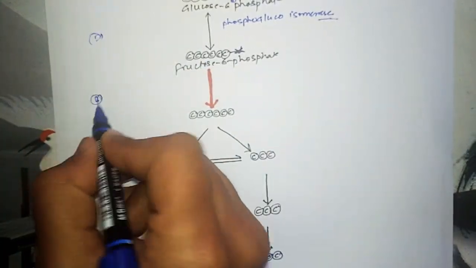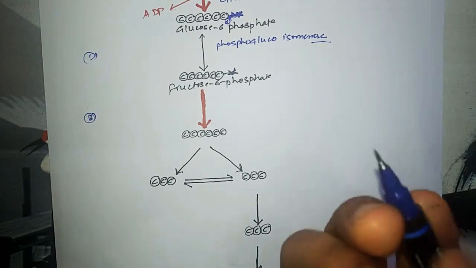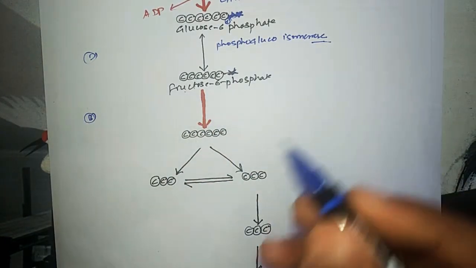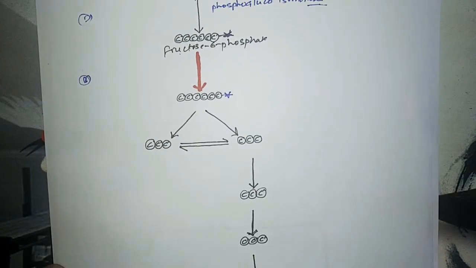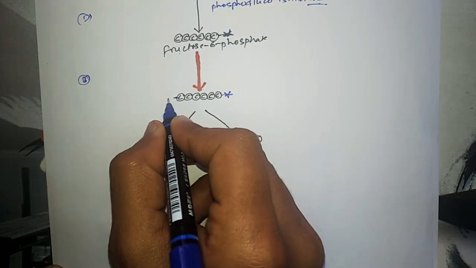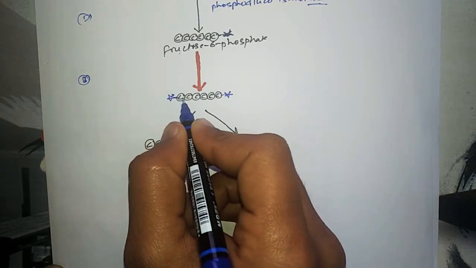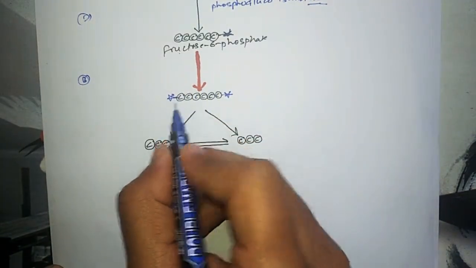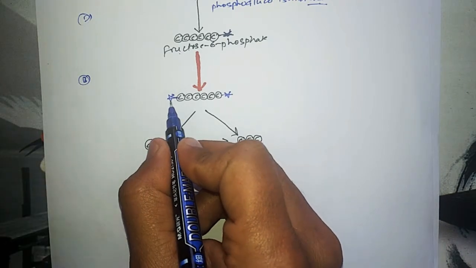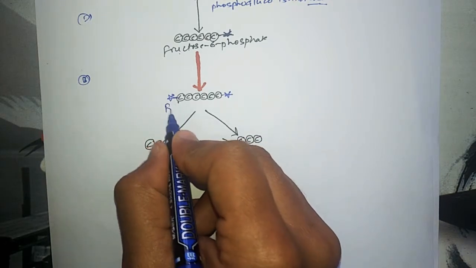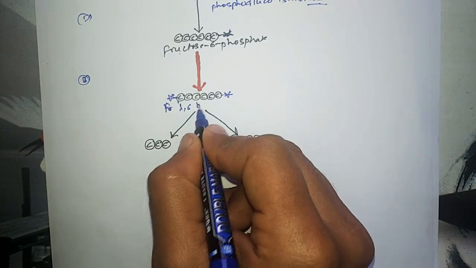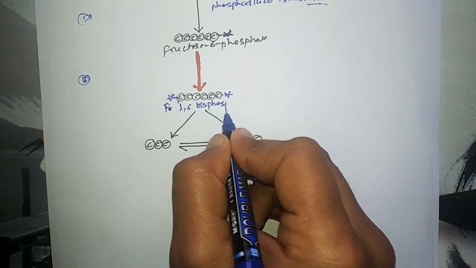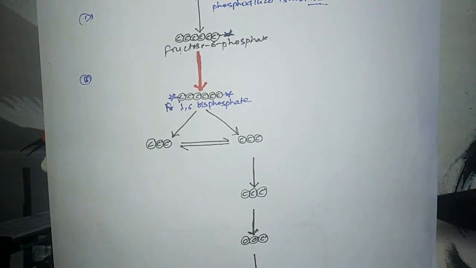And this will be our second step, and in the third step there is again a phosphorylation, this time of fructose 6 phosphate. We already know one phosphate has been added already, and one phosphate is now going to be added on carbon number 1. Since the phosphate is added on carbon number 1, it is named, I am just writing fructose as F, fructose 1,6 bisphosphate.